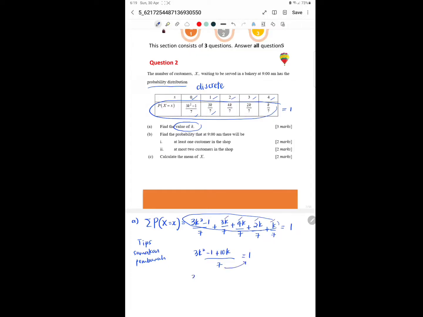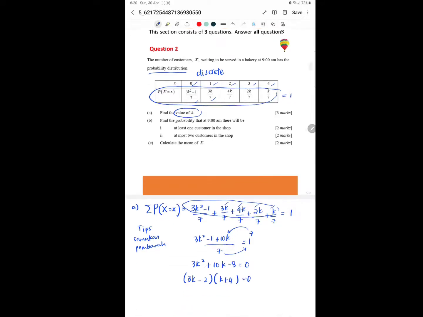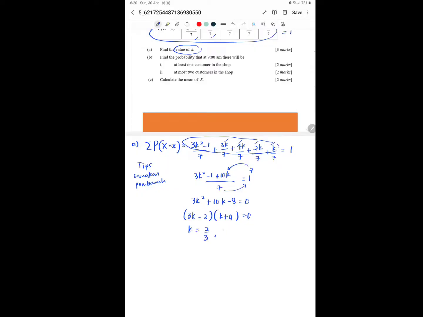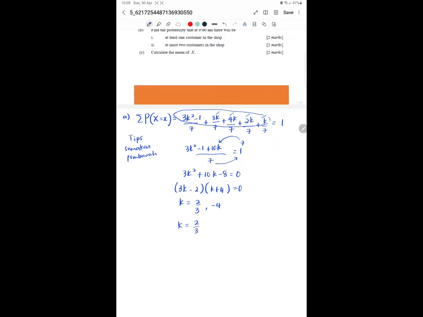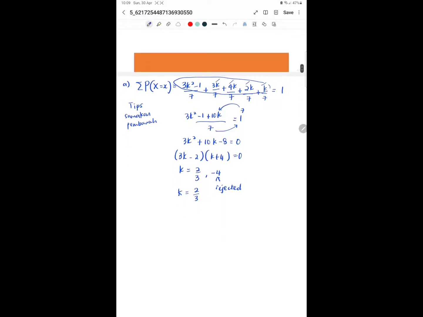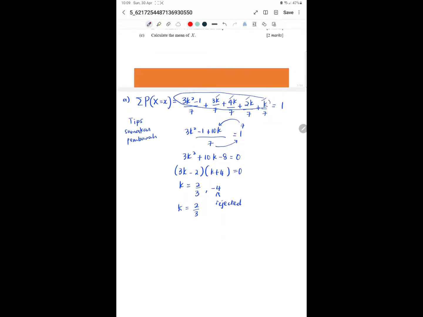equals to 1. So 7 pindah sana, darab. Kita susun elok-elok. Jadi 7, pergi sana, tolak 7. So dia akan jadi negative 8 equals to 0. So you factorize, kita akan dapat 3k minus 2 and then k plus 4 equals to 0. So value of k 2 over 3, negative 4. Alright, kita ambil k sama dengan 2/3 sebab value probability tak boleh negatif. Jadi yang negatif ni kita reject. So final answer k equals to 2 over 3. The marks will be given here equals to 1, semua total equals to 1, K1. Lepas tu solving ni K1, final answer J1.